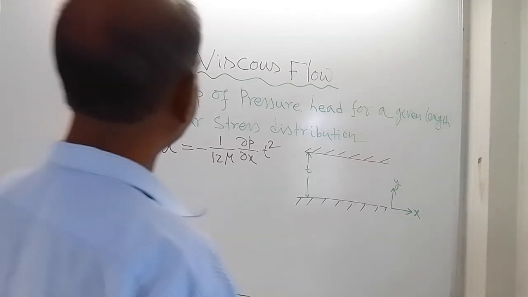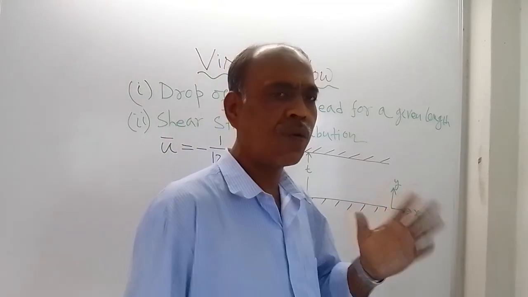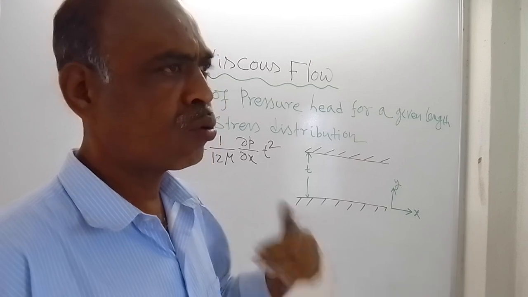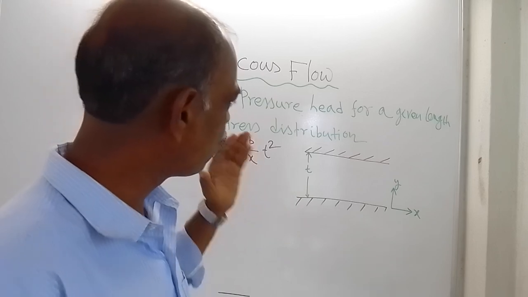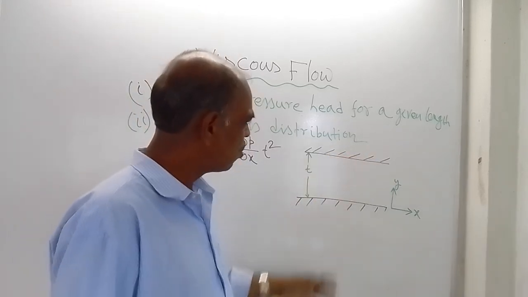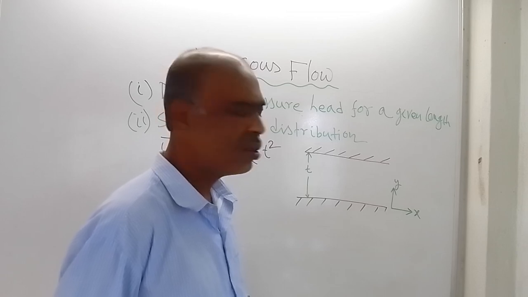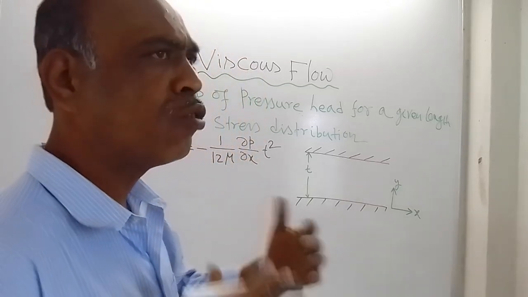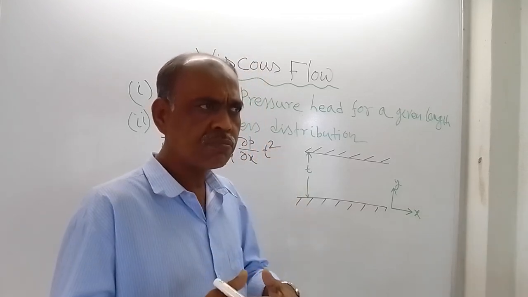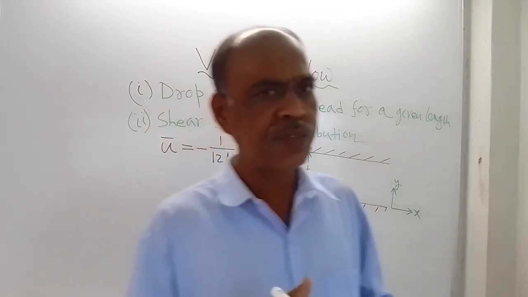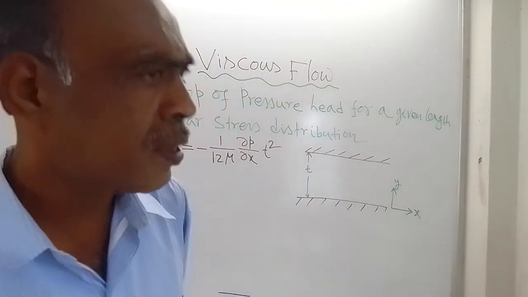Here I have come with the same chapter, flow of viscous fluid through a circular pipe as well as flow in between two parallel plates. This topic was discussed just 2 days back, and there you have got velocity distribution, then maximum velocity, then average velocity, then ratio of maximum velocity to average velocity. Those things were discussed in my previous videos.